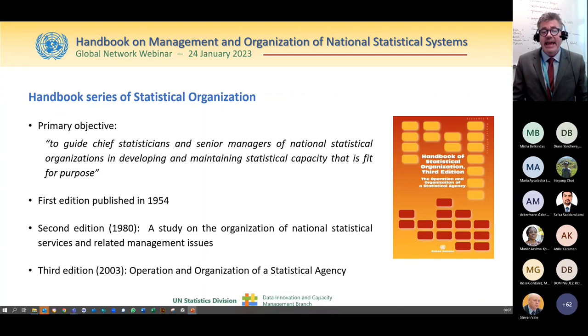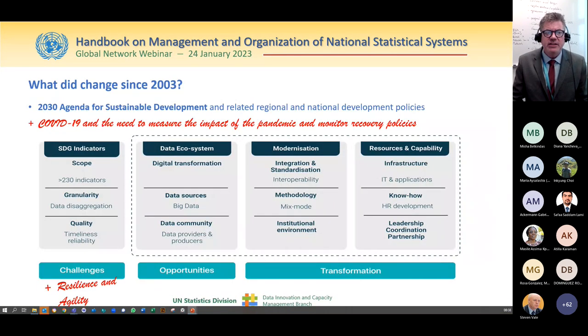And we had a second edition in 80 that was a kind of study on the organization of national statistical services and related management issues. So the idea of a system was not really there. And then the third edition in 2003 was the operation and organization of a statistical agency, focusing a little bit more on the National Statistical Office. So of course, since then, we had a few changes. So what did change since 2003? Many things. Of course, I don't mention here the economic turmoil of 2008, but we had that one too.